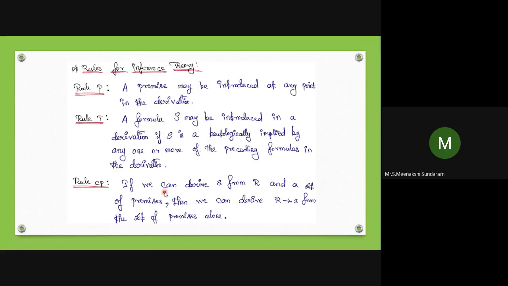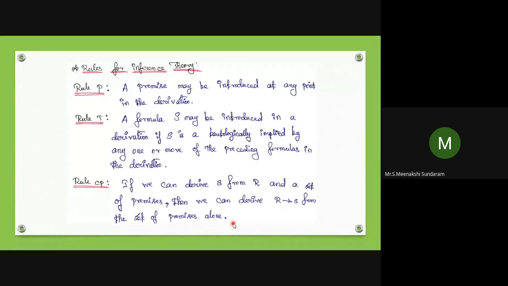If we can derive S from R and a set of premises, then we can derive R tends to S from the set of premises alone. That is called rule CP. If we can derive S from R.